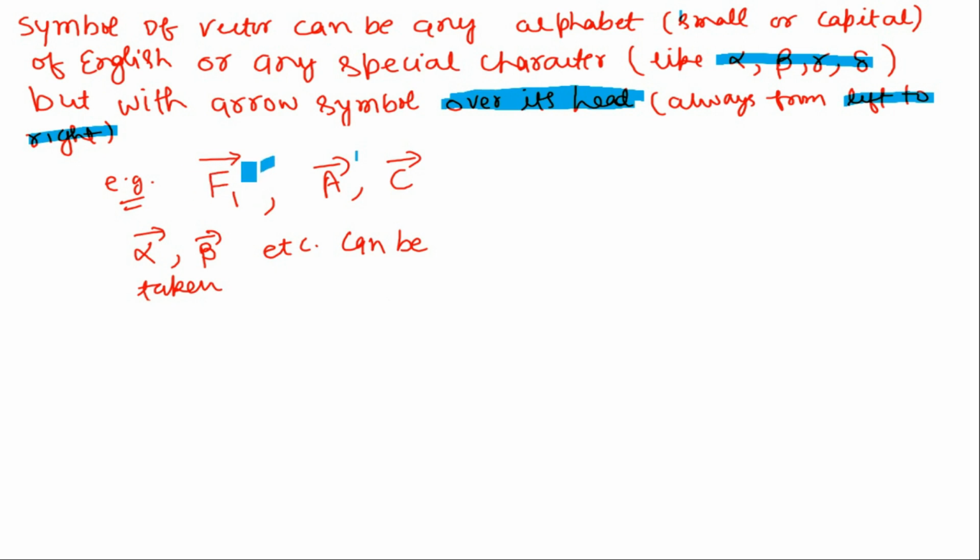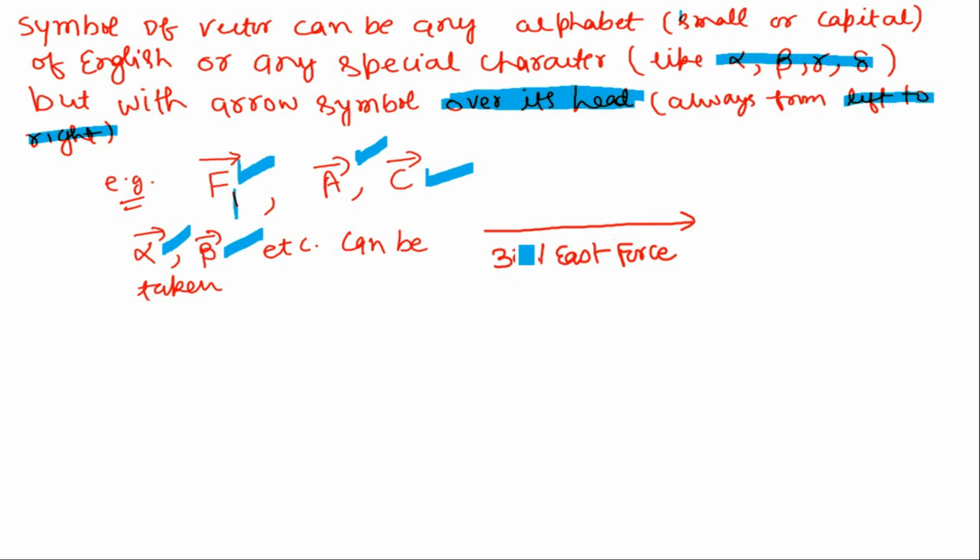For example, we can use the symbol F vector for force, or you can use the symbols F1 vector, F2 vector, F3 vector, etc. if there are more than one force. Similarly, for some quantity, if you are interested in taking the symbol as A vector, then you can use this symbol. Similarly, B vector, C vector are allowed. Even you can use alpha vector, beta vector, etc. These symbols are allowed for vector quantities.